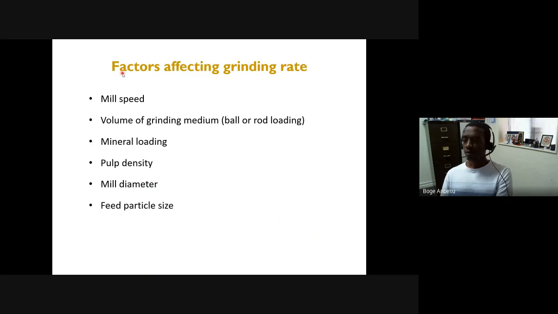Okay, so I have talked about this one. I don't think there's a need to repeat this, but I expect you to learn. So I brought this slide here for you to go through the tutorial and also your notes and understand what the effect of mill speed is, what the effect of grinding media is, the volume of grinding media, and so on, on grinding rate. Okay, so you can read through the tutorial notes, or you can read through any other resources, but I expect you to understand the effects of each of these on grinding rate.